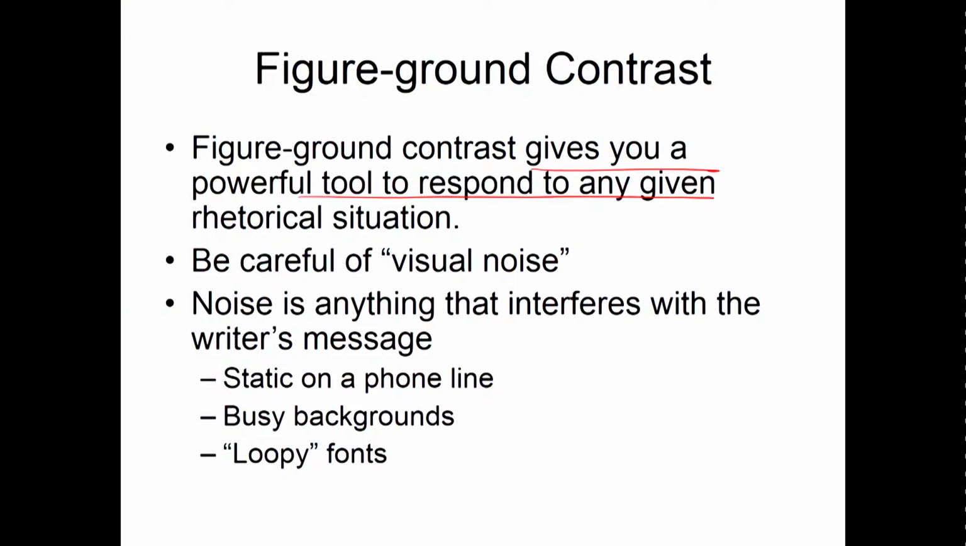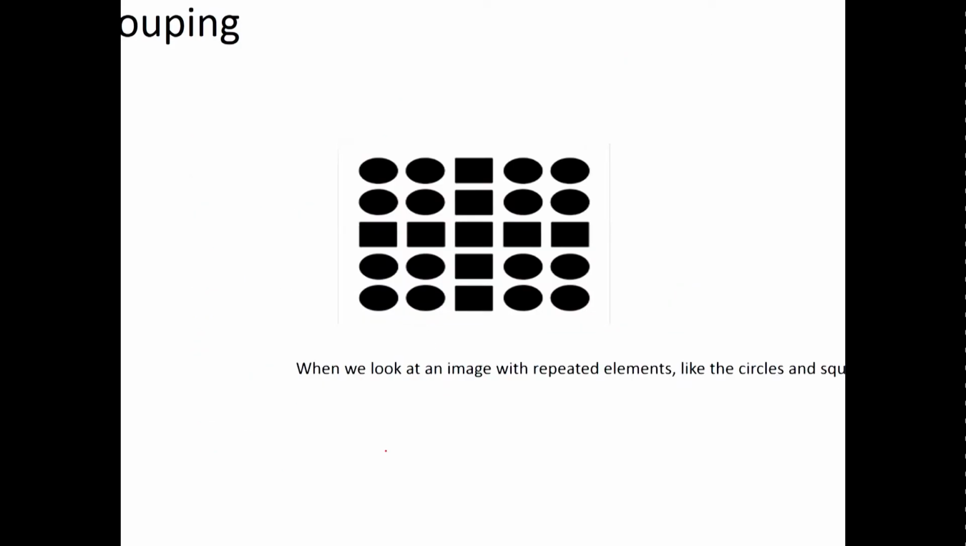It gives you a very powerful tool to respond to any given rhetorical situation, but we need to be careful with the visual noise. Noise is anything that interferes with the writer's message, such as static on a phone line, busy backgrounds, or loopy fonts. These are the noises. The second principle is called grouping.